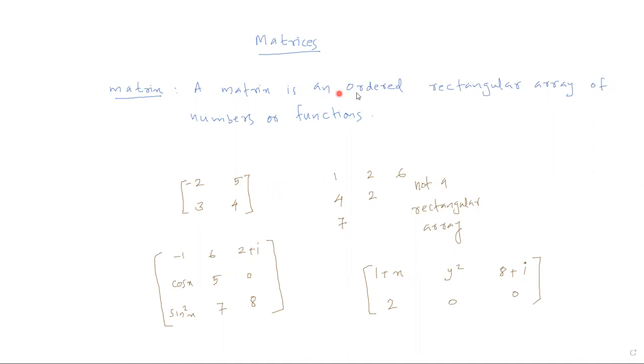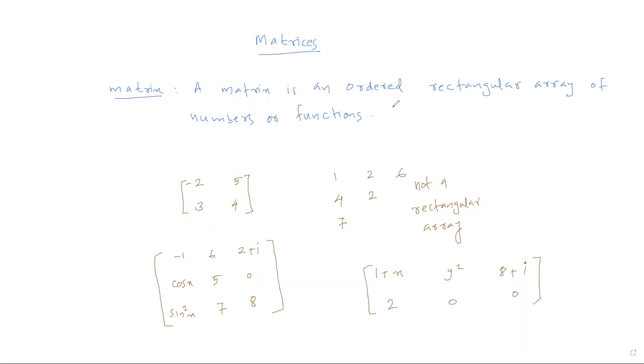So a matrix is an ordered arrangement. Order is important, the way we write. This first one is known as a row. First row, here is second row, third row, and this one is first column. This is second column, like that. So a matrix is an ordered rectangular arrangement of numbers or functions.